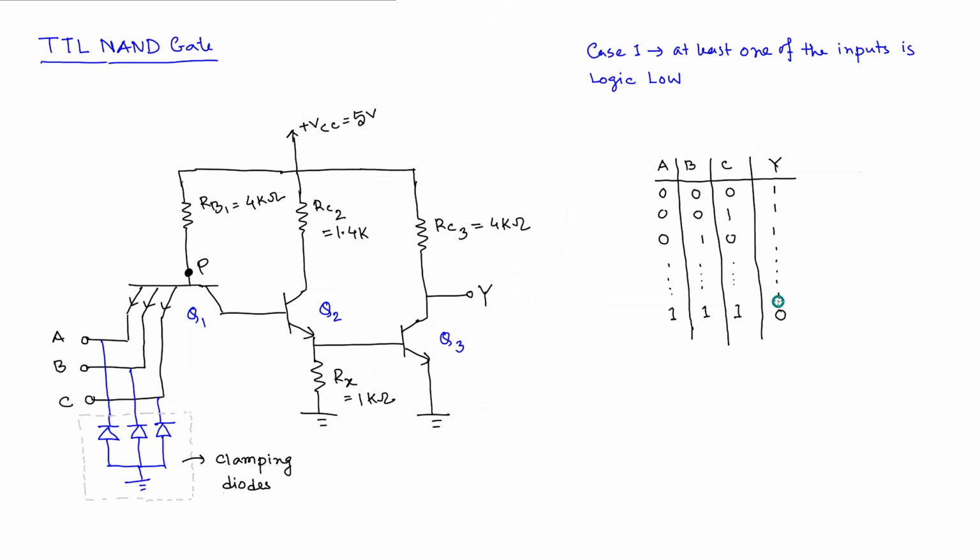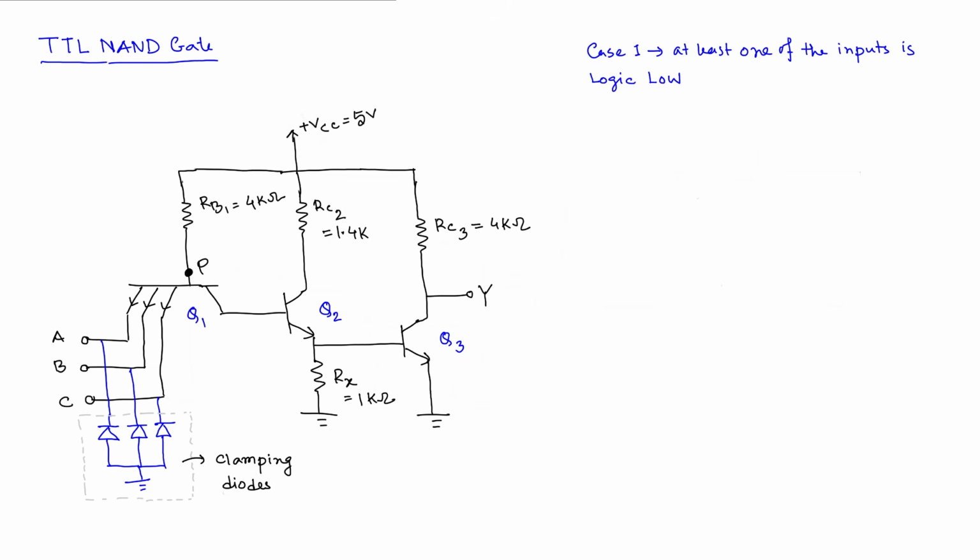For our case, just like DTL, for the condition whenever at least one of the inputs is logic low, which is from here up to this portion, all of these 7 conditions will show similar behavior. That is case 1. For the last case, case 2, whenever all the inputs are high, we will see the output as 0. So in these 2 cases, we will try to explain our circuit.